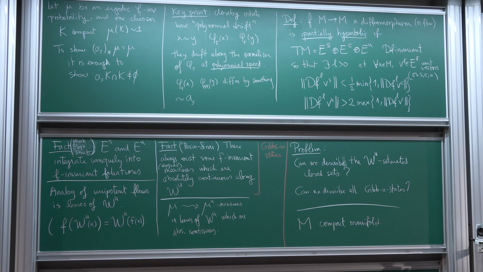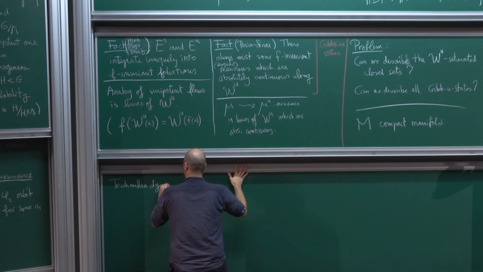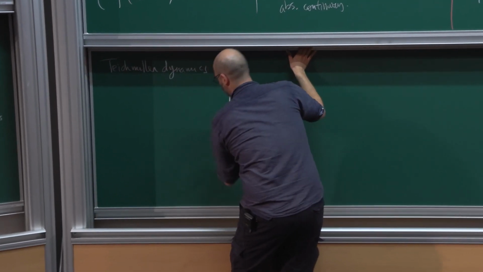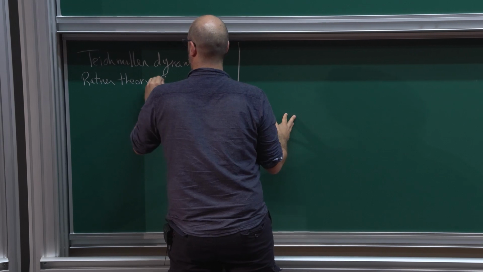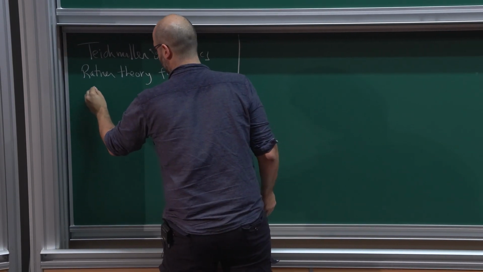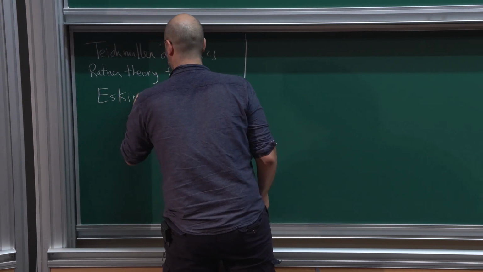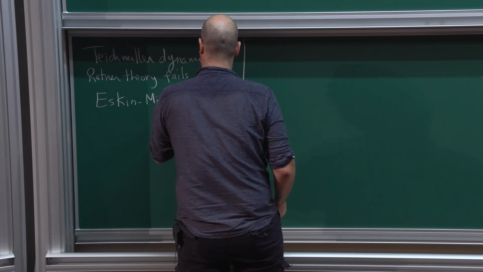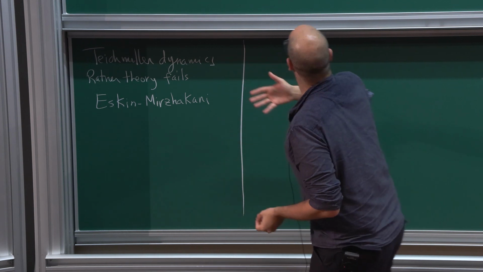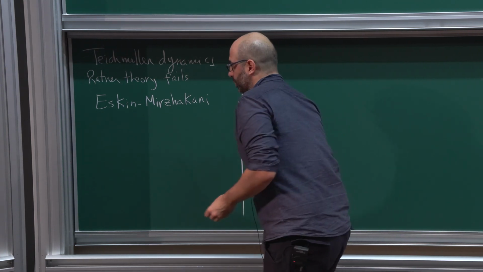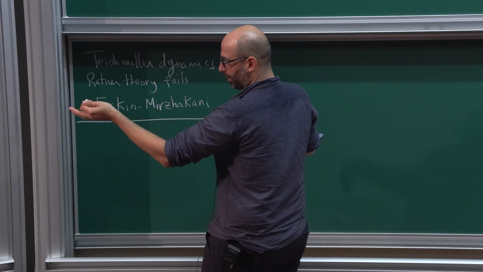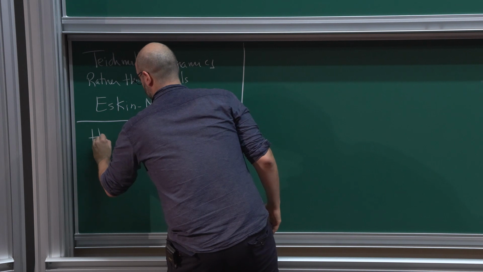To give some history of the problem, already in Teichmüller dynamics, Ratner theory fails. So the techniques fail, but then there's this work by Eskin and Mirzakhani that still get a good description of these measures using things that did come from homogeneous dynamics. So the key idea to overcome this polynomial drift comes from some work in homogeneous dynamics.